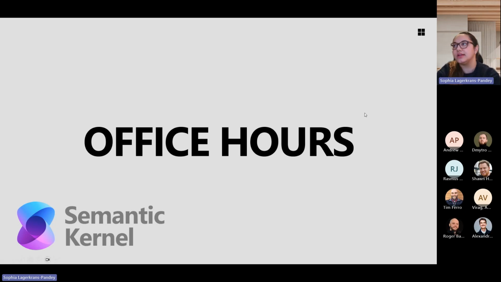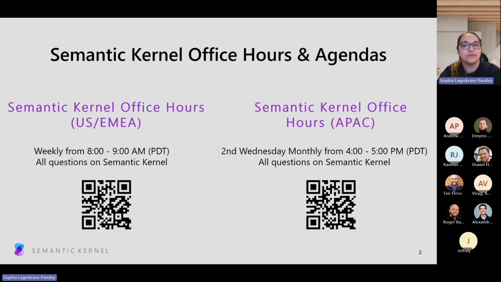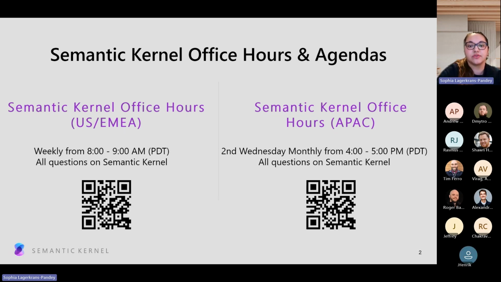The first thing that I want to highlight is around our cadence. If this is your first time joining our office hours, welcome. We have weekly Semantic Kernel office hours on Wednesdays from 8 a.m. to 9 a.m. Pacific time for those based in US and EMEA. And then monthly, we also have a dedicated Semantic Kernel office hours for folks that are in the APAC time region. And that is on the second Wednesday of every month from 4 to 5 p.m. Pacific time as well.